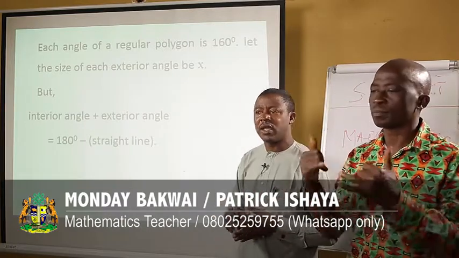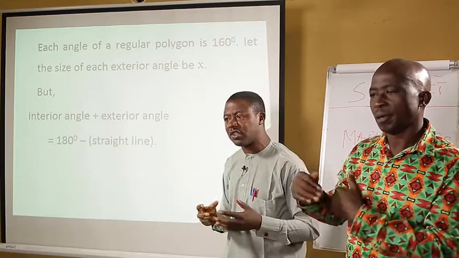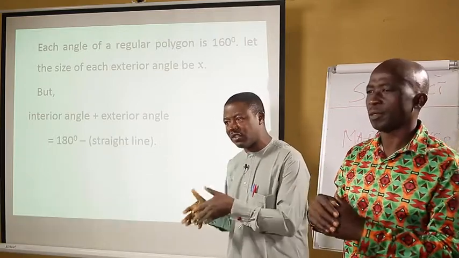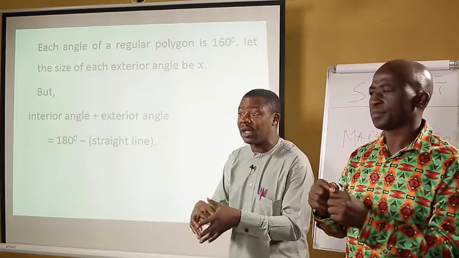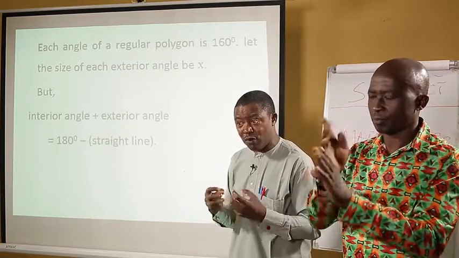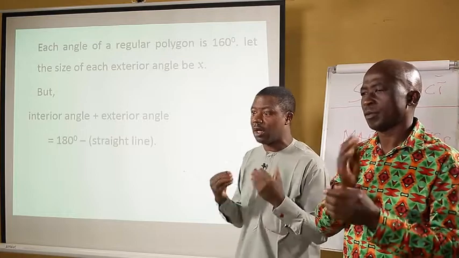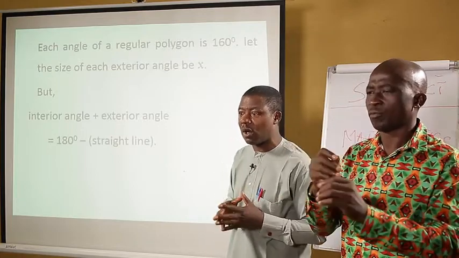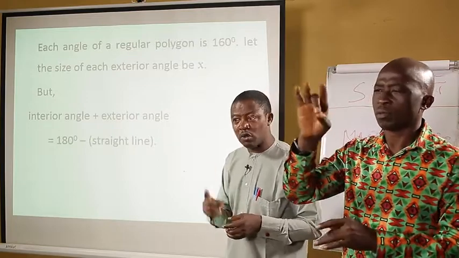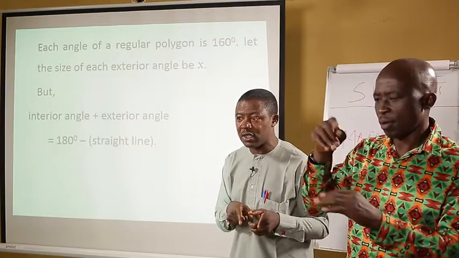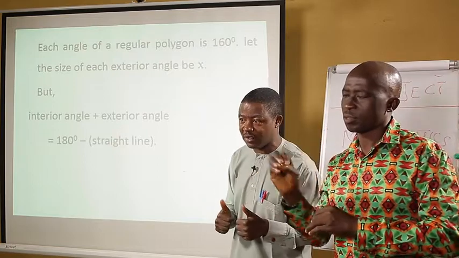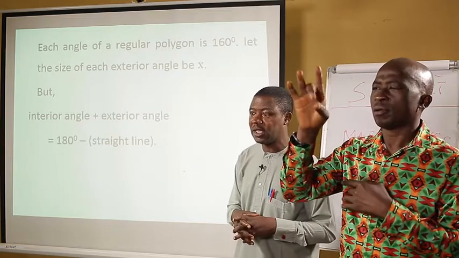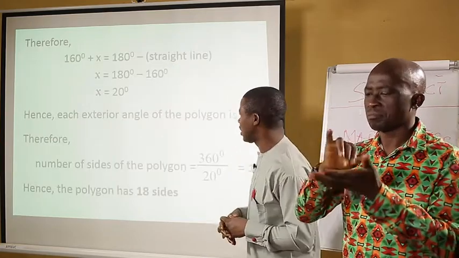Now we have the interior angle plus the exterior angle. The interior angle inside plus the exterior angle outside makes a straight line. And from our geometric fact, the sum of the angles on a straight line is 180 degrees. So if one interior is 160 and the exterior is x degrees, add them up, you have 180 degrees. That makes a straight line.